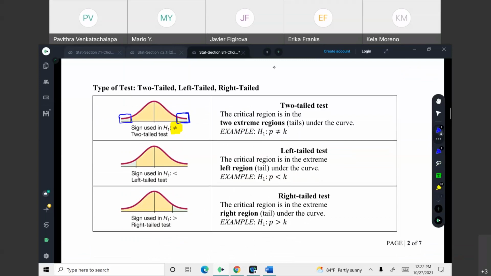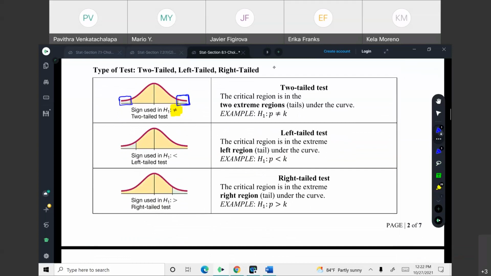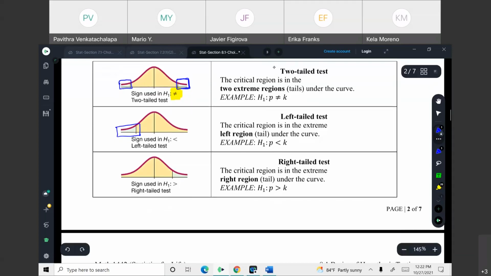Now if your H1 is less than, that means it is left tailed. That is, the values will be towards the left. So you will not have any values towards the right tail. You have only towards the left tail. So that is called a left tail test. Likewise, if your alternative hypothesis is greater than, then your values will be towards the right tail. So it is called right-tailed test.